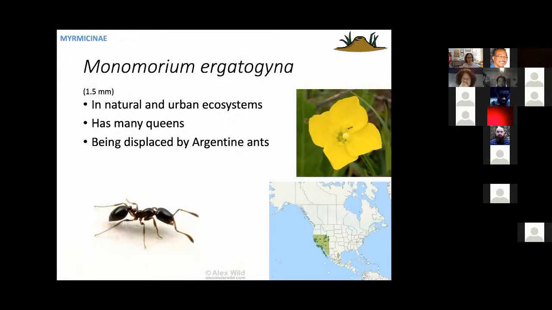It's very, very small. It's black and shiny. You can see here on the flower, the size. In Jasper Ridge, for example, we never found it. But in downtown Palo Alto, you can find it in different places.